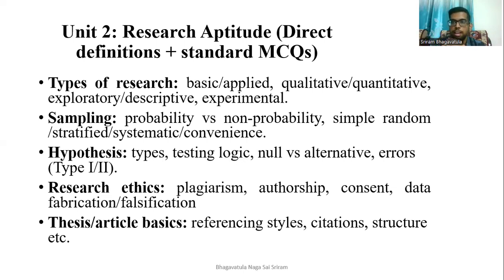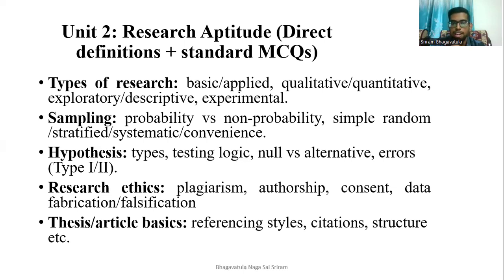Next comes the hypothesis. A hypothesis is a tentative statement which you give before starting a research. So hypothesis testing, this null versus alternative hypothesis, errors, these are all very important when it comes to unit 2. Next one is research ethics related to plagiarism, authorship, consent, data fabrication or falsification. Related to this, what are the guidelines by the UGC, what is the prescribed limit, what software will be used, all these things are very, very important.